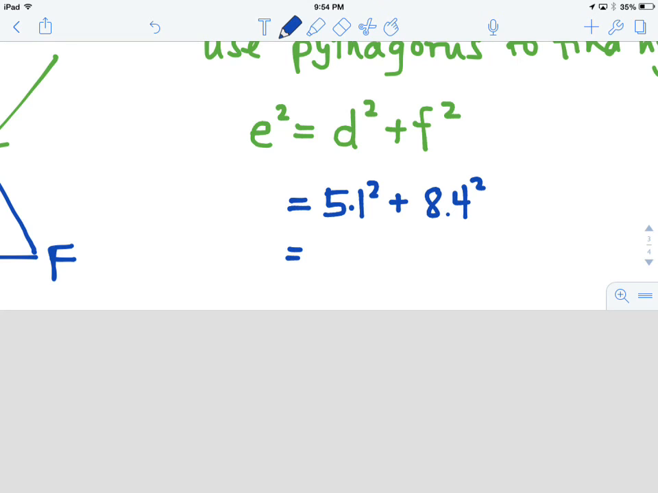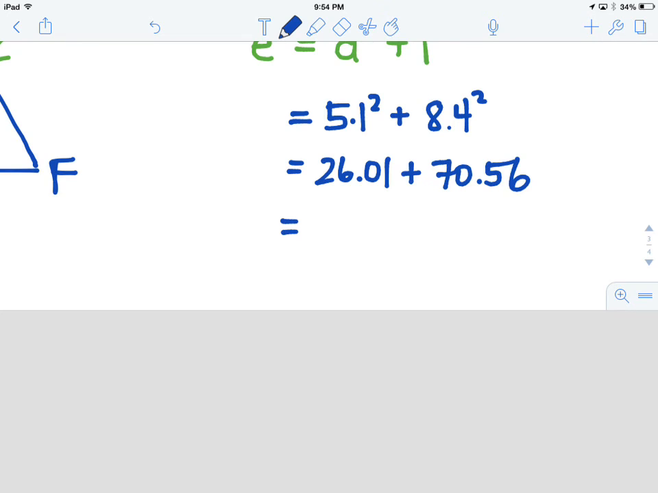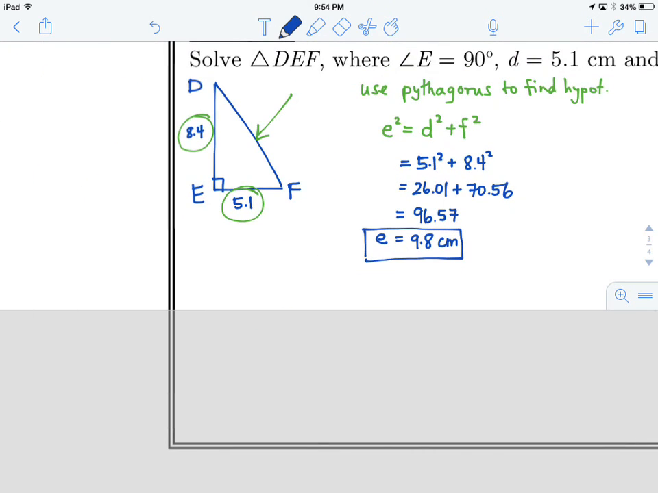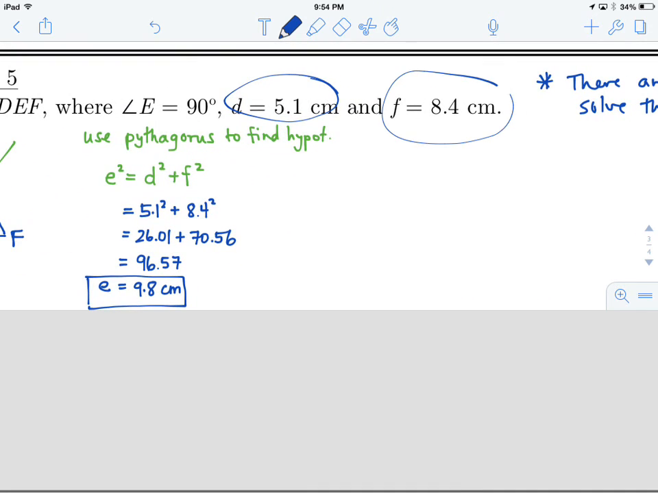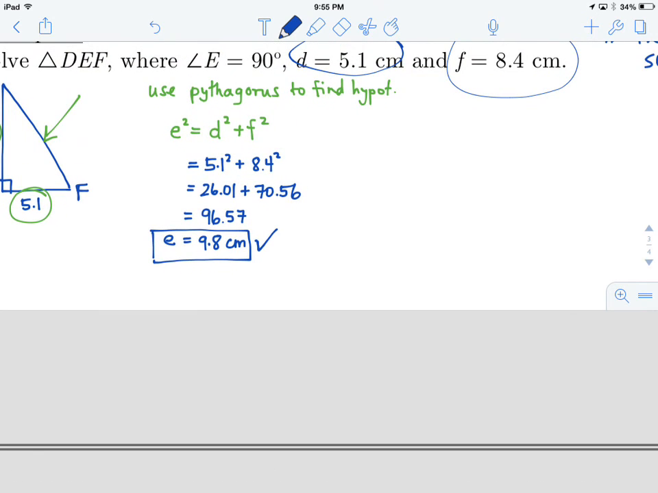and we expand: 26.01 plus 70.56. I just did these in my calculator. We add to get 96.57. And then, of course, the last step is that we want to take the square root, so E is equal to 9.8 centimeters. Now, because these presumably are measurements, I'm rounding to 2 sig figs. You'll notice here I've rounded to 2 sig figs. Let's just keep things consistent.